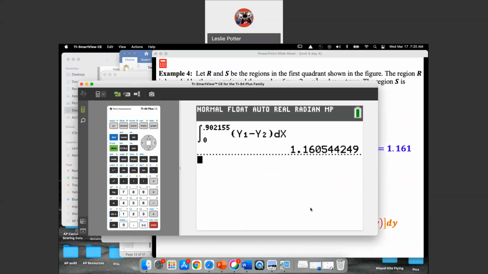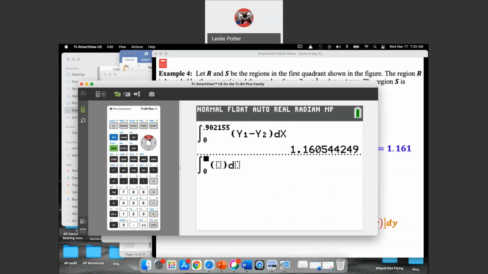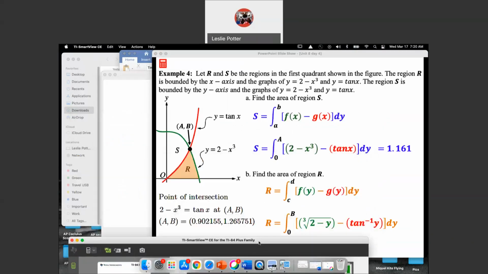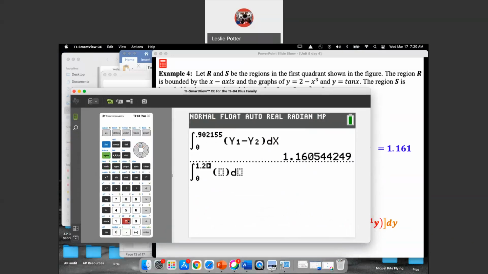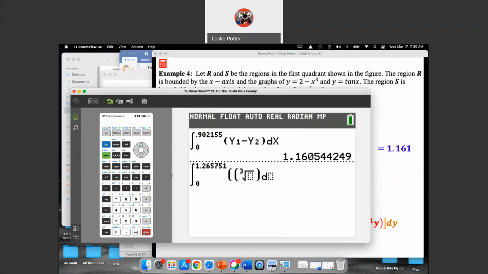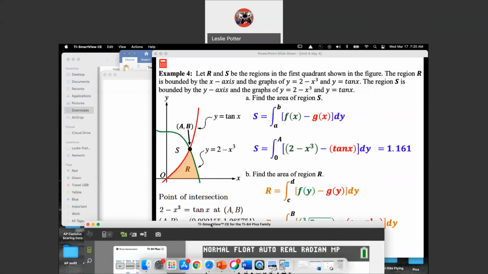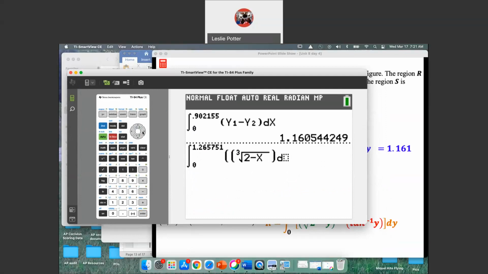So I don't have those functions. I can't use the vars here. So I'm going to just do a math 9 from 0 to the y coordinate, which is 1.265751. And then I have the cube root. We actually do have a cube root under math. It's right down here if you want to use it. And then we're going to write, what is that? Cube root of 2 minus y, 2 minus y, but remember our variable key is x.